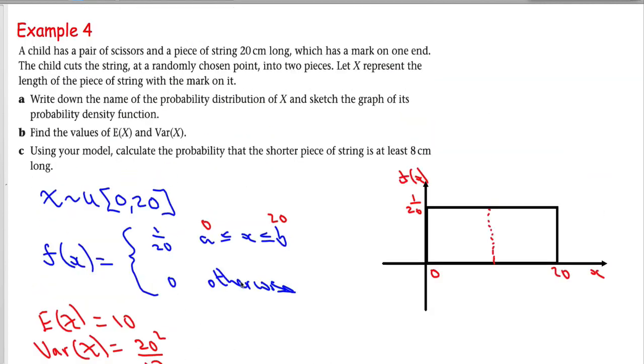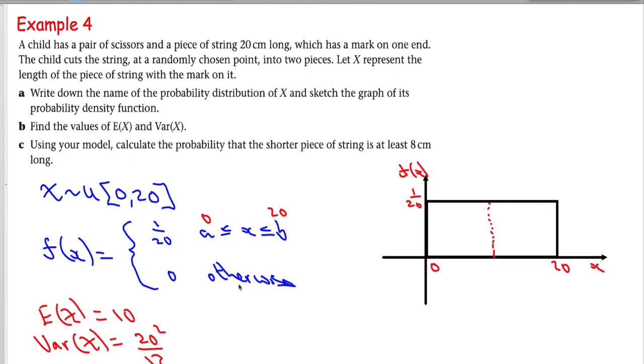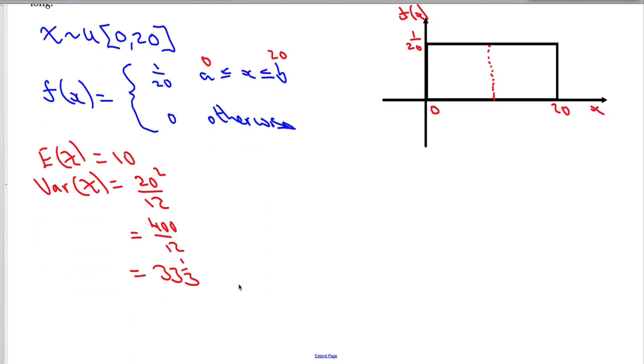And the final part, using your model, calculate the probability the shorter piece is at least 8 centimeters long. Well, if it's at least 8 centimeters long and it's the shorter piece, that means at most it could be 10 centimeters.